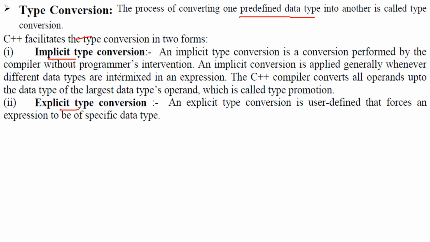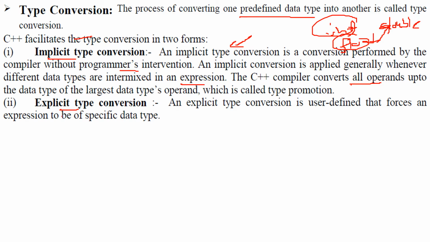So what is implicit type conversion? You don't have to intervene. Without the programmer's intervention, implicit type conversion takes place. Whenever we have an intermix of various data types in an expression, this happens. The C++ compiler converts all the operands into the largest data type operand. Please understand, if you have an integer, a float, and a double in an expression, all these will be converted to double. So the highest promotion will be there.